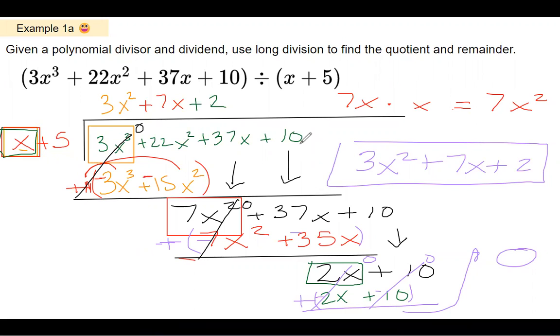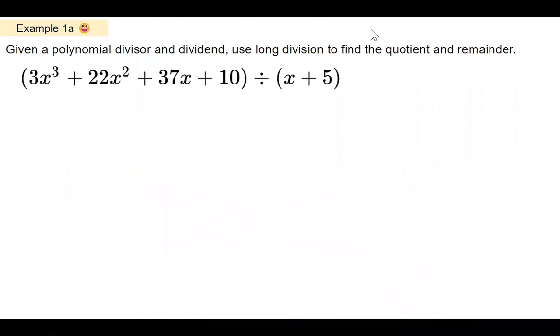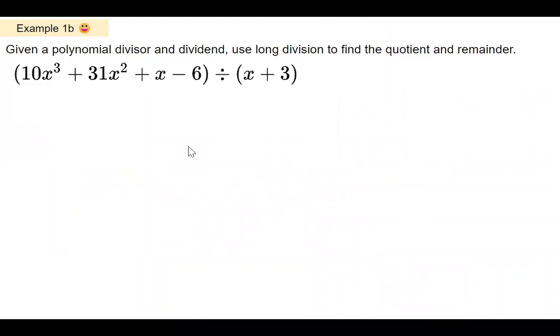This is called long division, but now we're using polynomials. Long division. Okay, ready? No? I know. Okay, baby steps, guys, baby steps. Let me save an image, and everybody has this? Yes? Okay, let me go ahead and clear. Example number 2, go ahead and copy this one down: 10x to the power of 3 plus 31x to the power of 2 plus x minus 6. And all of that is being divided by x plus 3.